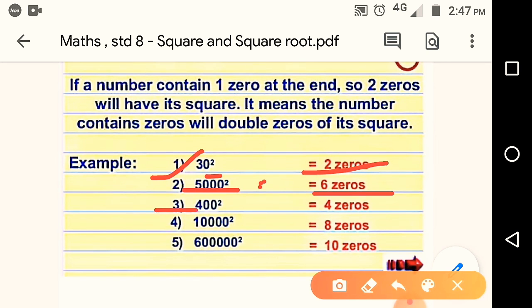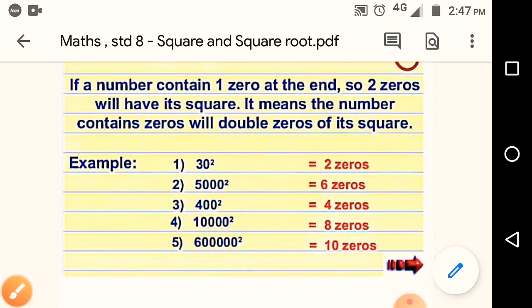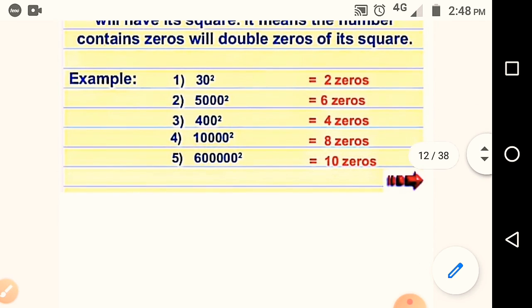Now in 400 zero is two times. In the answer it will be four times. Here zero is 1, 2, 3, 4, four times. So in the answer it will be 8 times. Here zeros are 5 times. So when you square this, the answer will have 10 zeros. So whenever we square any number having zeros, in the answer the zeros get doubled. For example, 10 has one zero. If we square 10, the answer will be 100. The square of 10 is 100, and how many zeros are there? 2. So the number of zeros gets doubled.